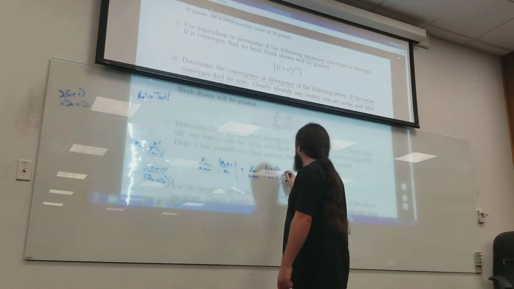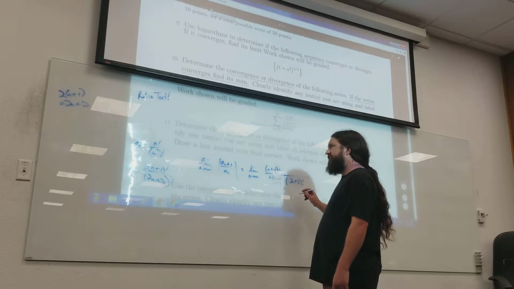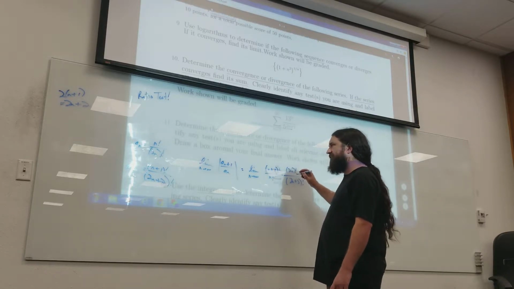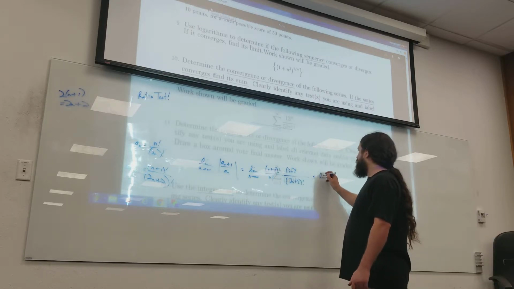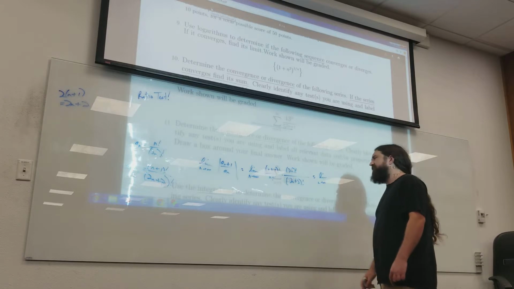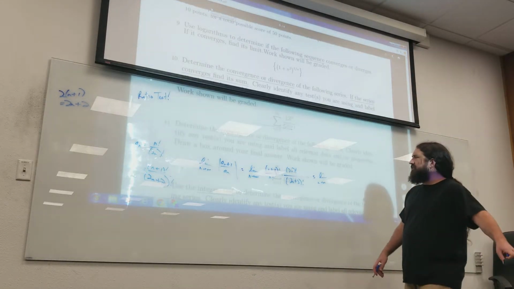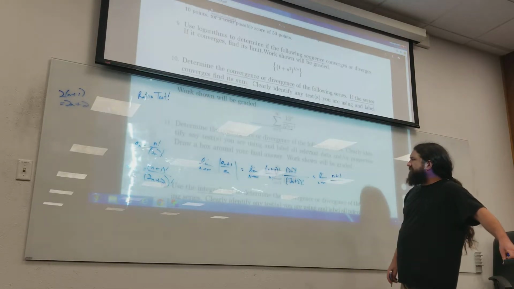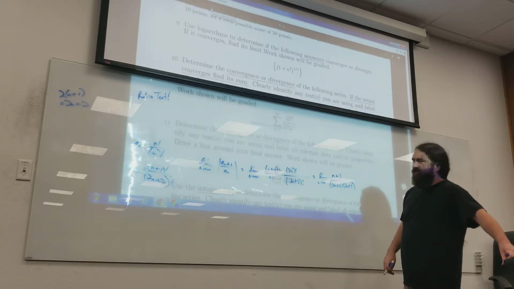n factorial times, I'm going to have a 2n plus 2 factorial on the bottom and a 2n factorial on the top. Is that right? All right. So this is the limit as n goes to infinity. What cancels, what stays? N plus 1 on top. A 2n plus 2 and also a 2n plus 1 on the bottom, right? Because those are off by 2.